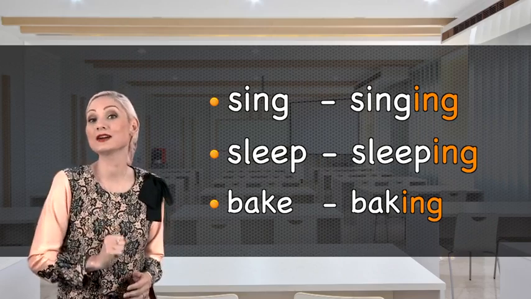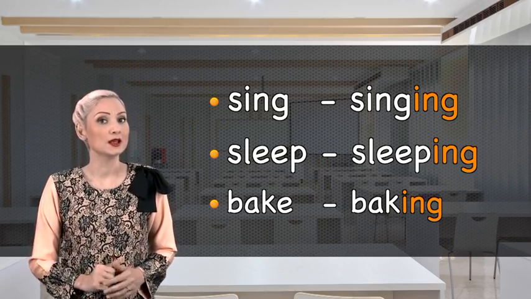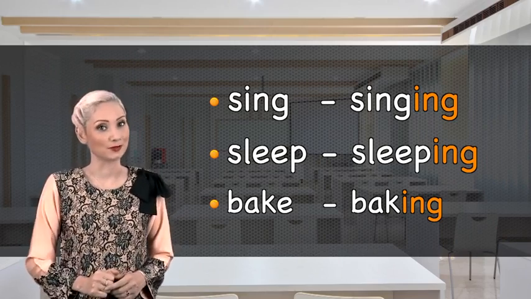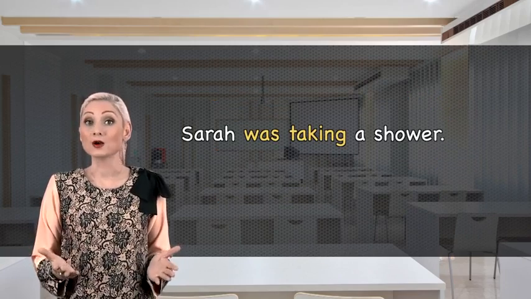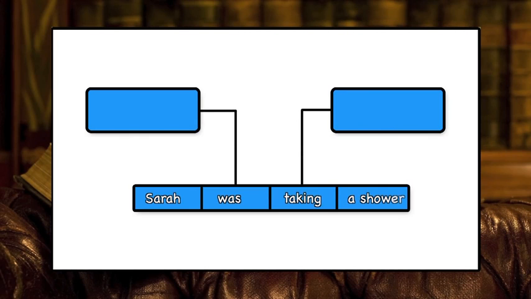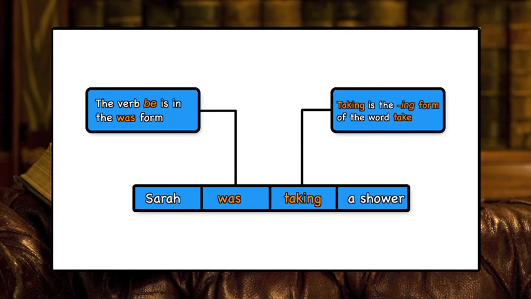To have a clearer understanding of this rule, let's look at this example. Sarah was taking a shower. In this sentence, the verb be is was, while the word taking is the present participle for the verb take. This tells us that the action has taken place in the past.